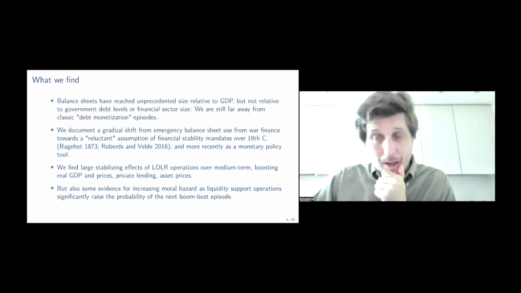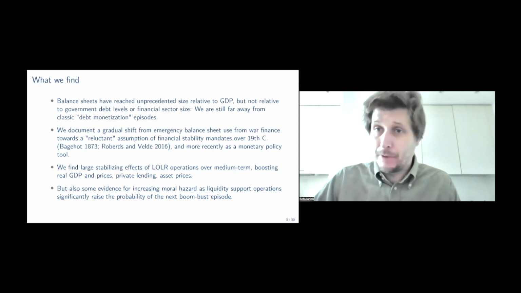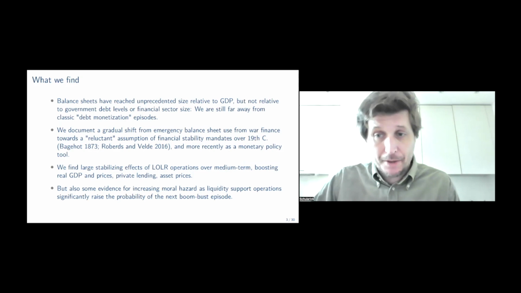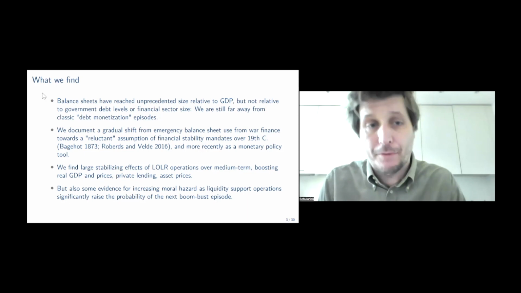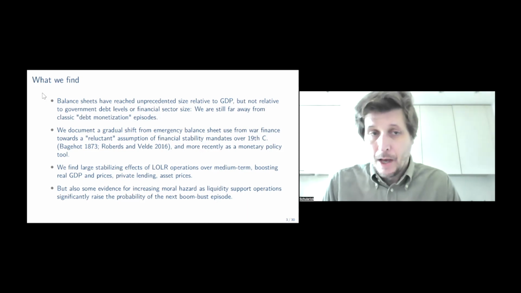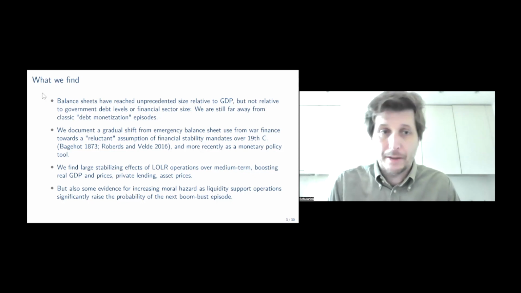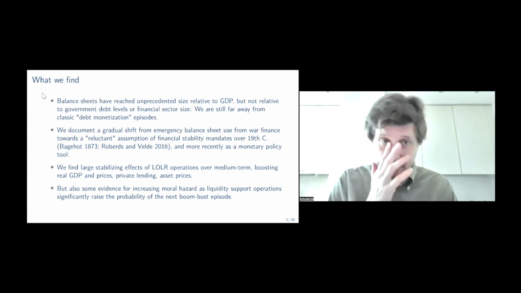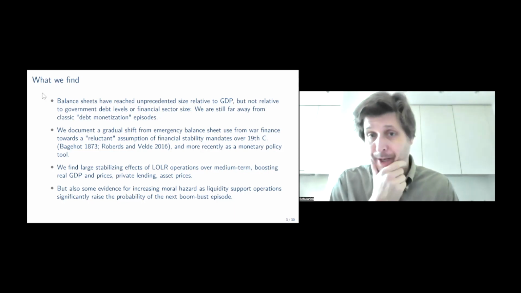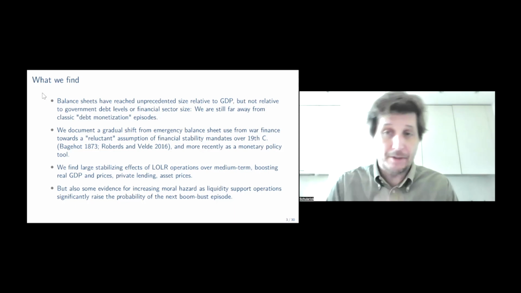What we find, and that's the sneak preview, is that central bank balance sheets have indeed reached unprecedented size relative to GDP, but not relative to government debt levels or financial sector size. So I think that's an important qualification also for current debates about fiscal dominance. We're still far away from classic debt monetization episodes. We're also going to document a gradual shift from emergency balance sheet use for war finance, that was the dominant reason why central banks used their balance sheet before the 20th century, towards a more reluctant assumption of financial stability mandates, and more recently even as a monetary policy tool.